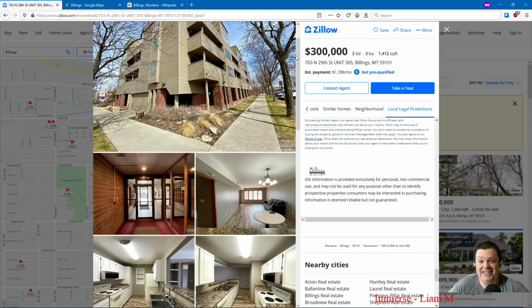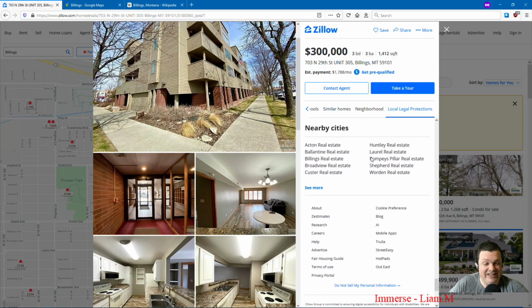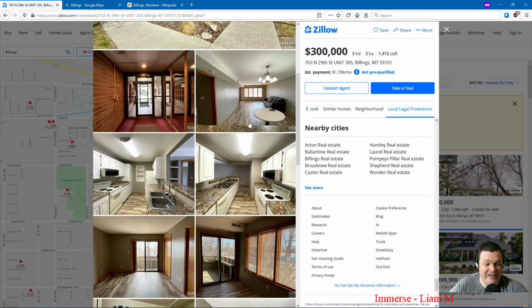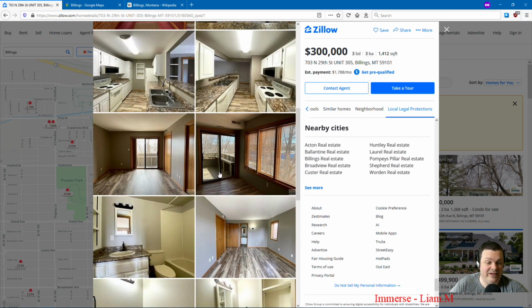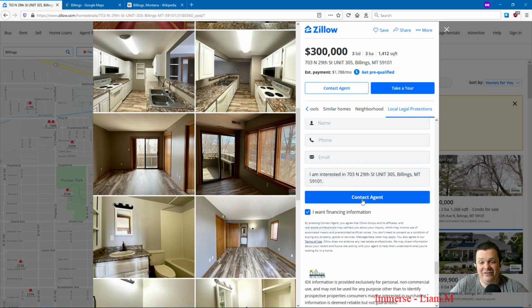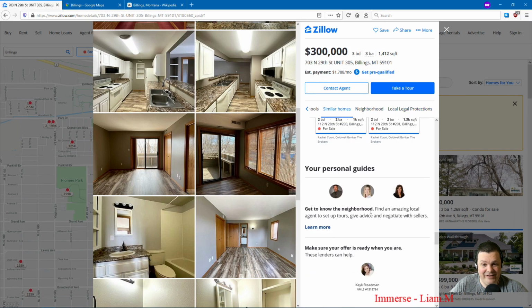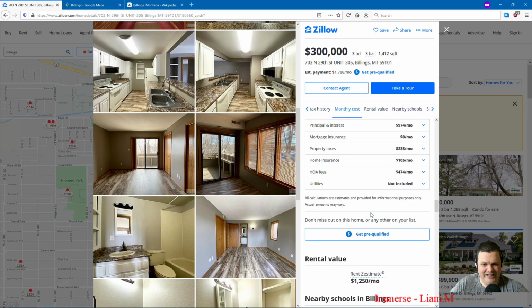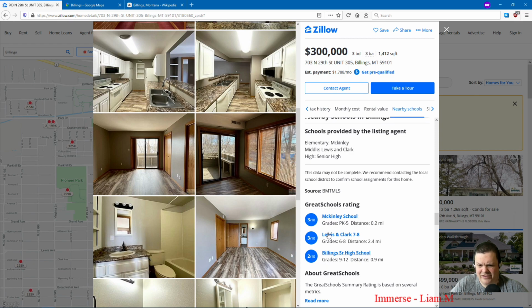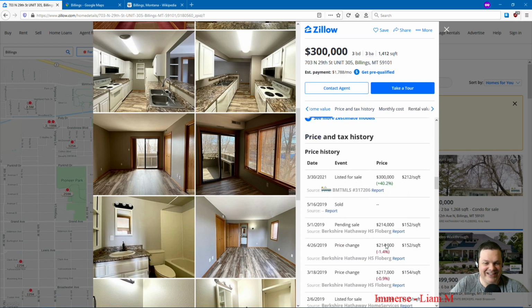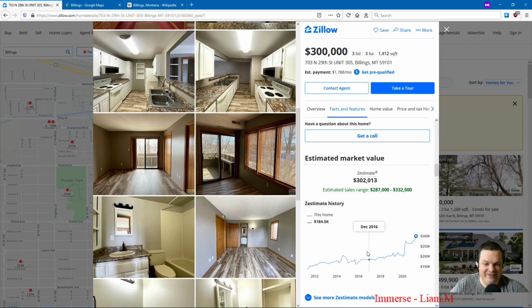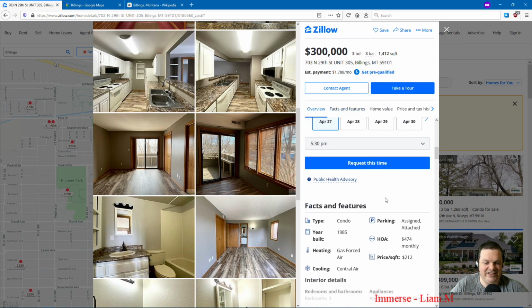Okay, this place, not worth $300,000. I don't care what the market is in Billings. The furnishing and the fixtures and the doors and the windows, they look like they're from 1985. I'm surprised the door would be intact from 1985. The schools in Billings apparently blow balls for what that's worth. In case you're planning on having kids. Yeah, this is a shithole.